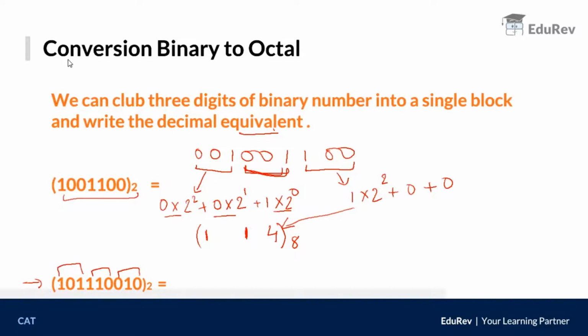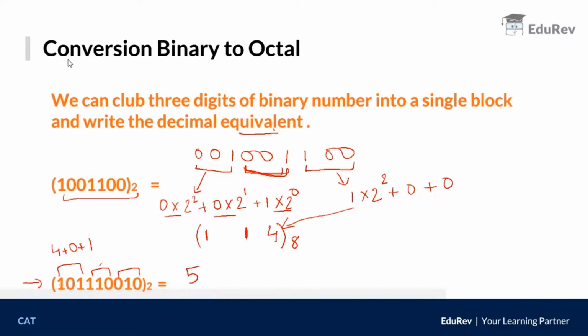Look, this first one will be multiplied with 2 square because it is at the hundreds place. So 1 into 2 square will give you 4. Second value is 0. And the third number will be multiplied with 2 raised to 0, which is 1. So 1 into 1 is 1 only. So your number will become 5.